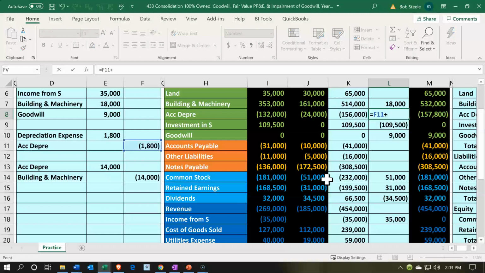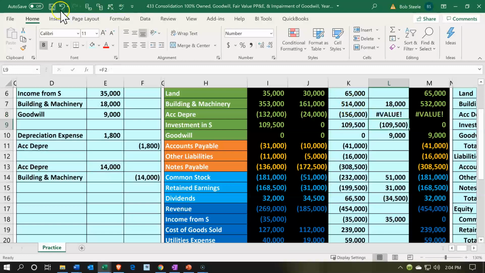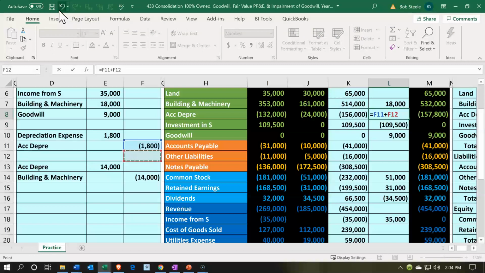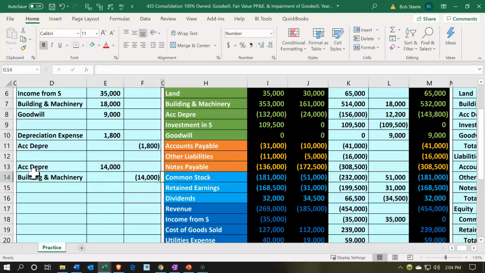F2 plus F2, and then we'll pick up that 14. So that's the wrong one. Messed it up. Undo. Try it again. F2 plus F2, and then we want the number, not the account name. And then I'm going to pick up the building and machinery up top. And I'm in L7, F2 plus F2. Scrolling back down to that 14,000. So there we have that.